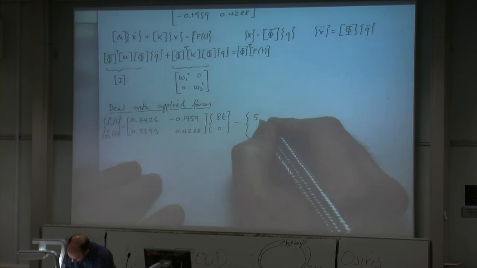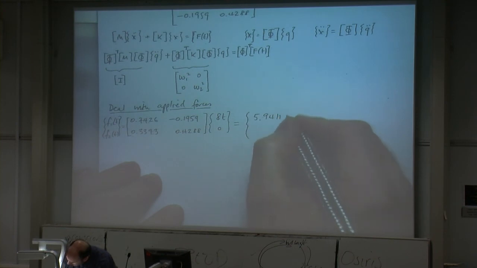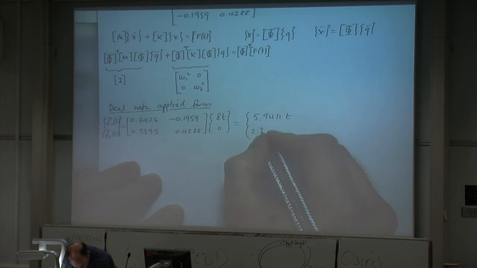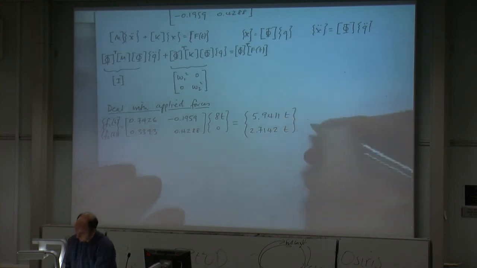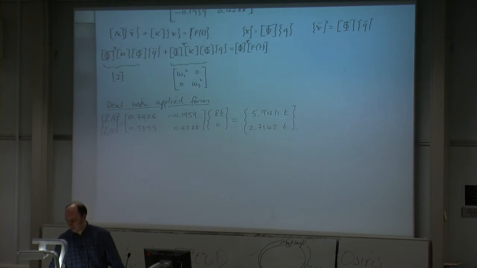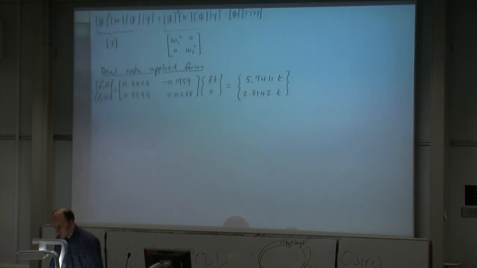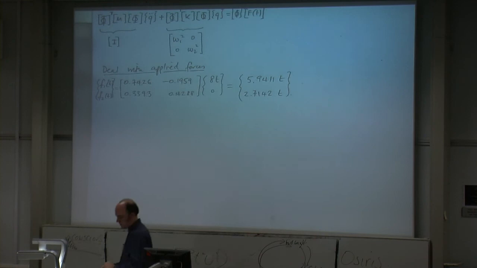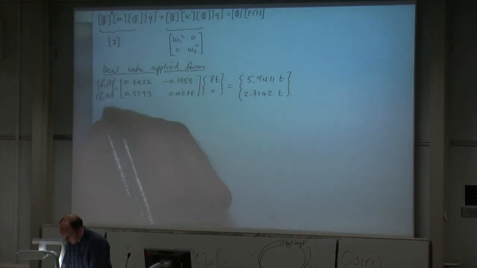So it's going to end up with a vector, and we have some values. We have 5.9411 times t, and we have 2.7142 times t. So although the second mass did have no force being applied to it, the second modal coordinate will have a force being applied to it. So there's our applied forces. We then can write out the modal equations.